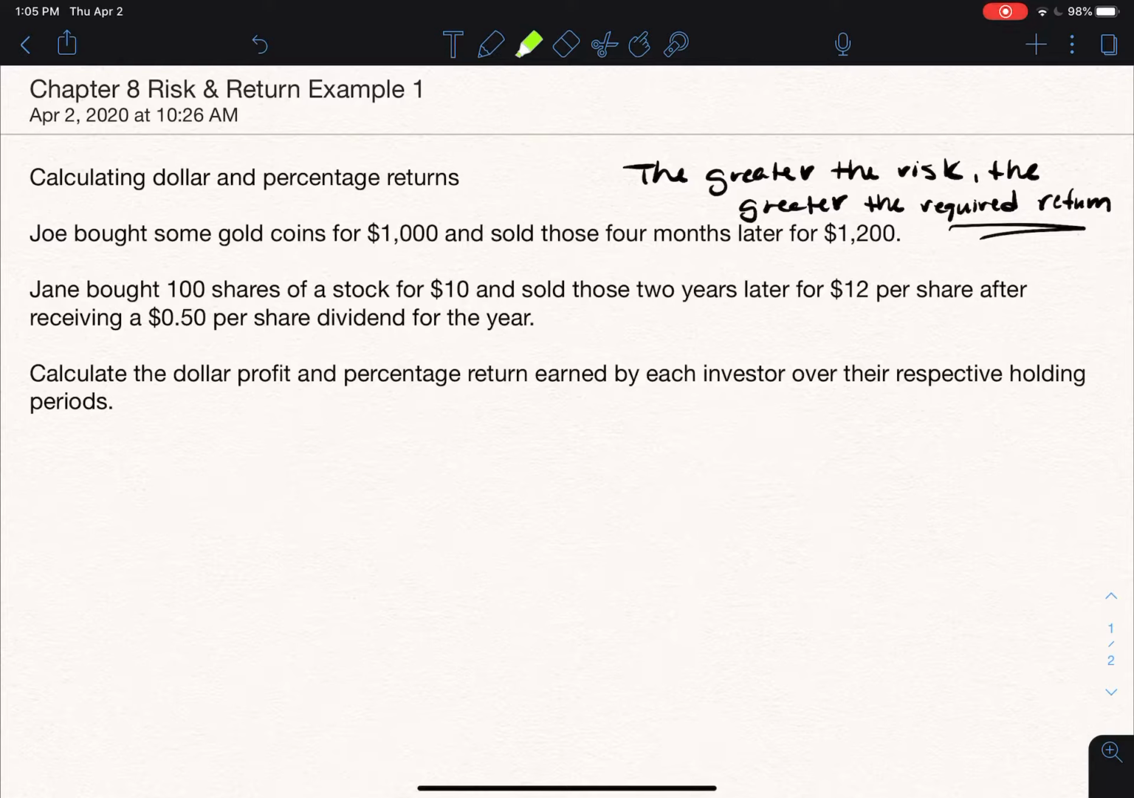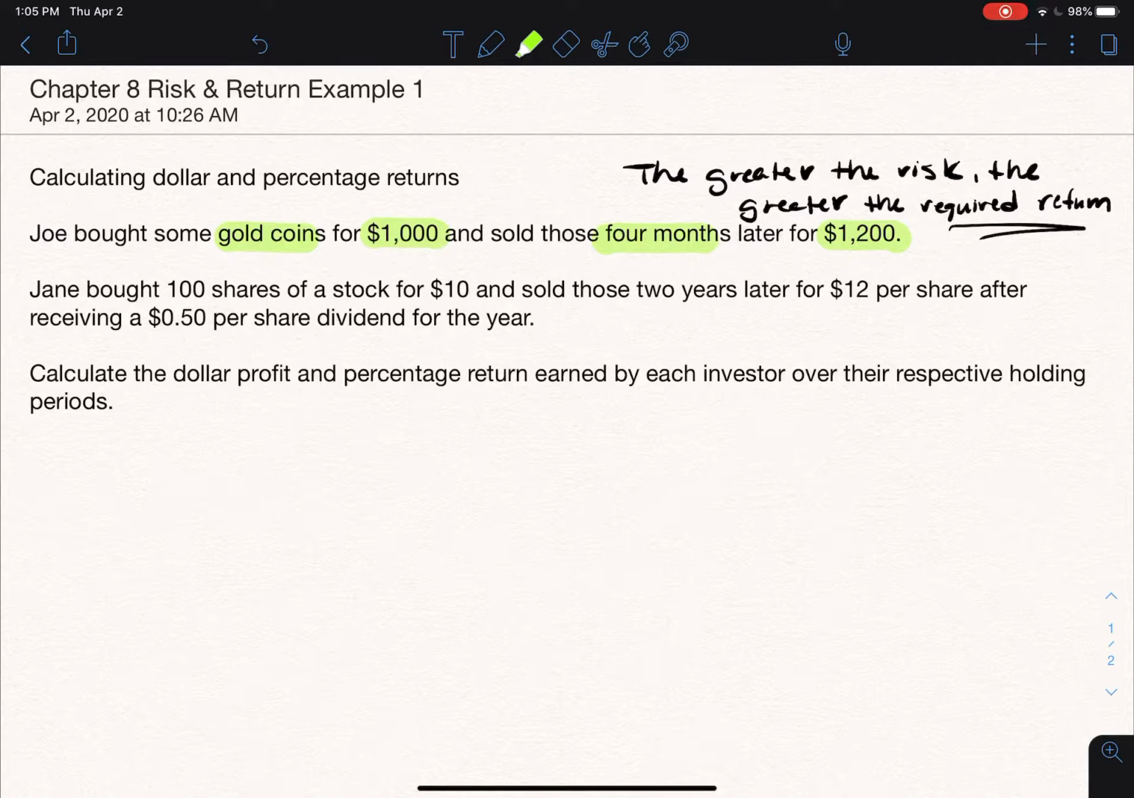So Joe bought some gold coins for $1,000 and then sold those exact same coins 4 months later for $1,200. So he bought gold. That's a commodity. He spent $1,000 on it. He held those coins for 4 months, so they were in his possession for 4 months. And at the end of those 4 months, he sold the exact same commodity for $1,200. So obviously he made a profit. Okay?